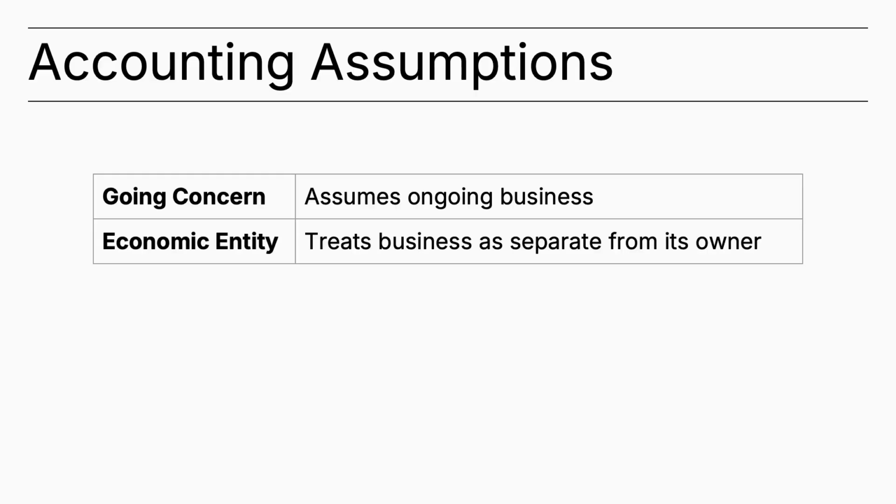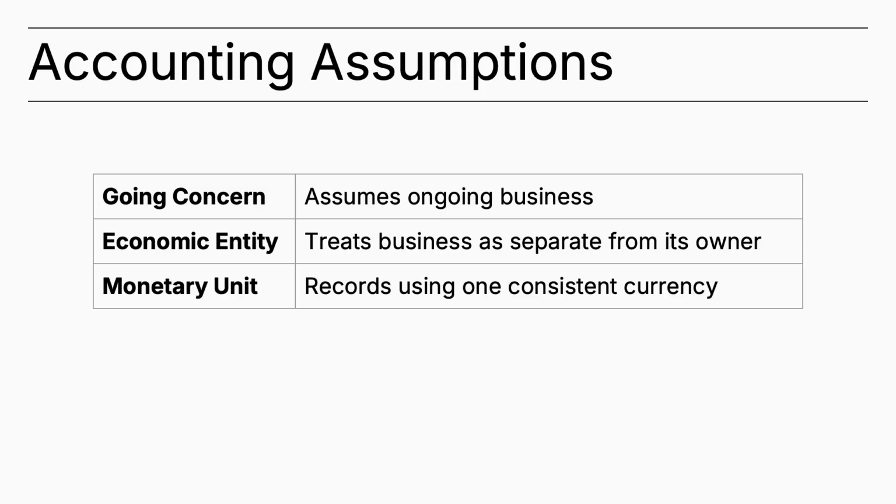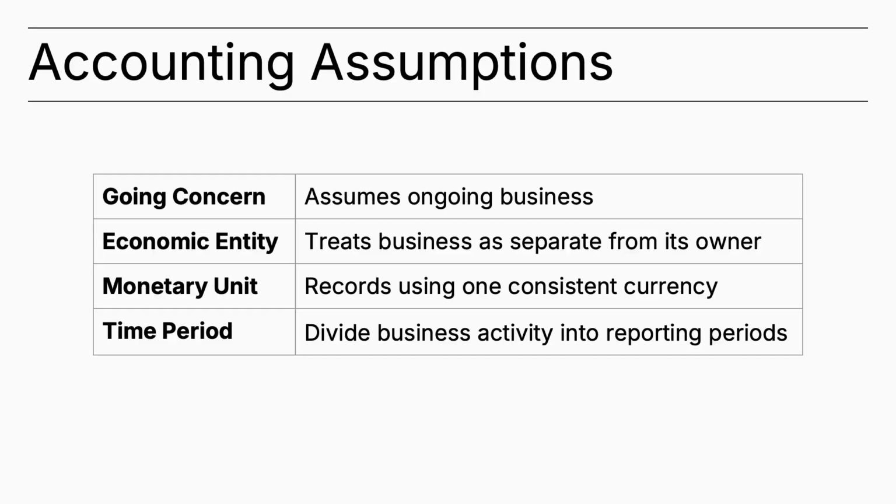The economic entity assumption separates the business from the owner personally. Even if someone owns the business, personal transactions should not be mixed with business records. The monetary unit assumption means accounting records are measured using one consistent currency. This allows financial information to stay organized and comparable. The time period assumption divides business activity into reporting periods like months, quarters, or years. This makes it possible to regularly measure business performance and prepare financial statements.